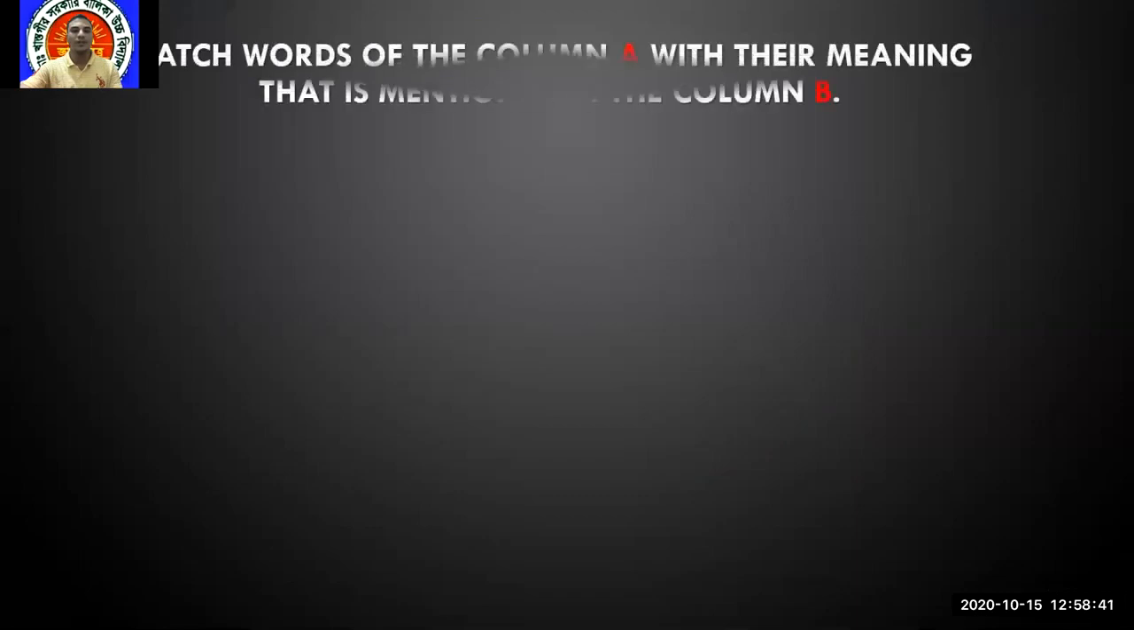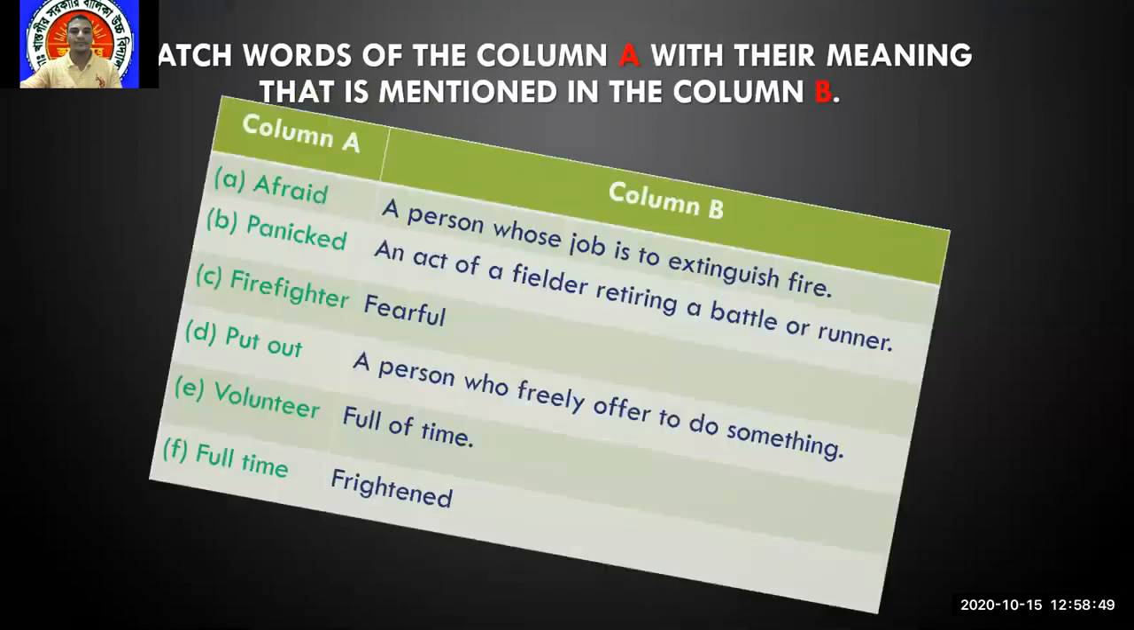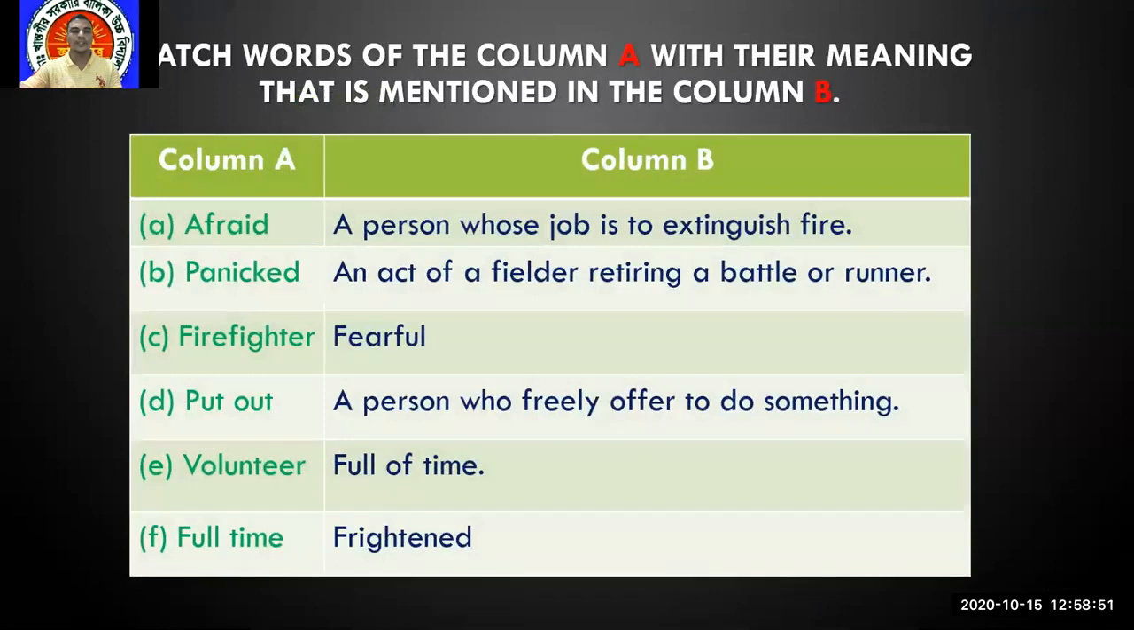Now, it's your turn. There are some words in the table. Match the words of column A with their meanings mentioned in column B. Look at the table. There are some words in column A. The words are afraid, panicked, firefighter, put out, volunteer, full time. And the meanings of the words are in column B. You have to rearrange the words.